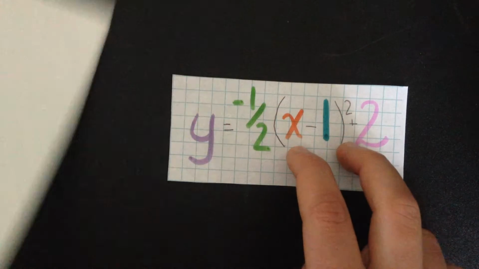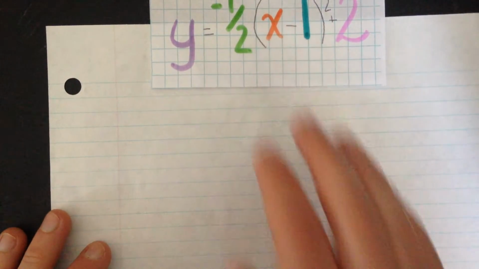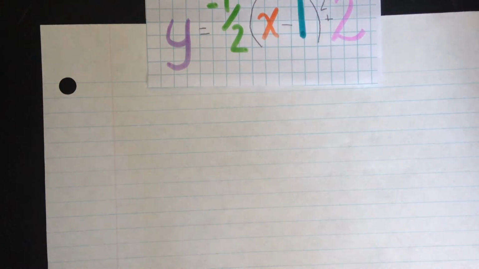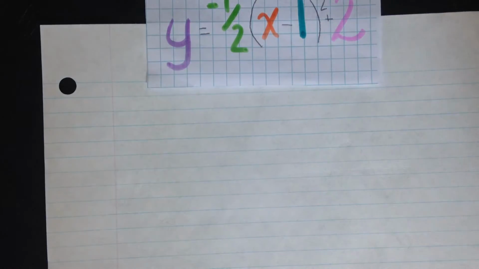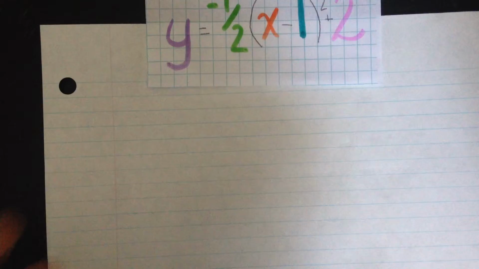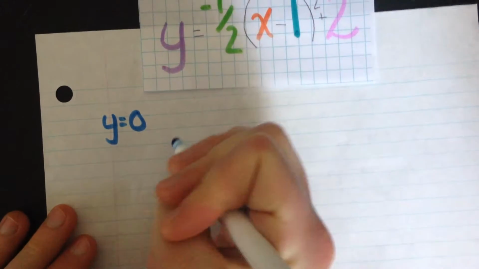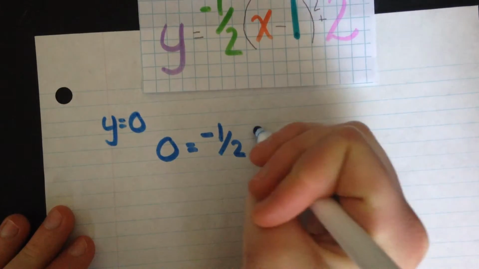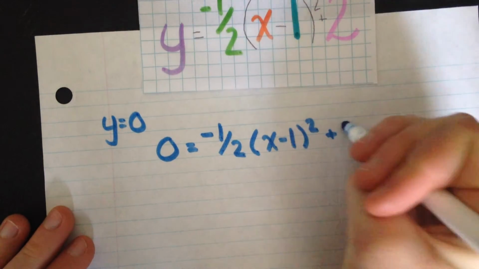X-intercepts, or zeros, are always found on the x-axis. Therefore, the y value of any x-intercept is 0, because when you're on the x-axis, your height is 0. So, to find the x-intercepts, you substitute into the equation y equals 0. And the equation becomes 0 equals -1/2 (x minus 1) to the power of 2 plus 2.